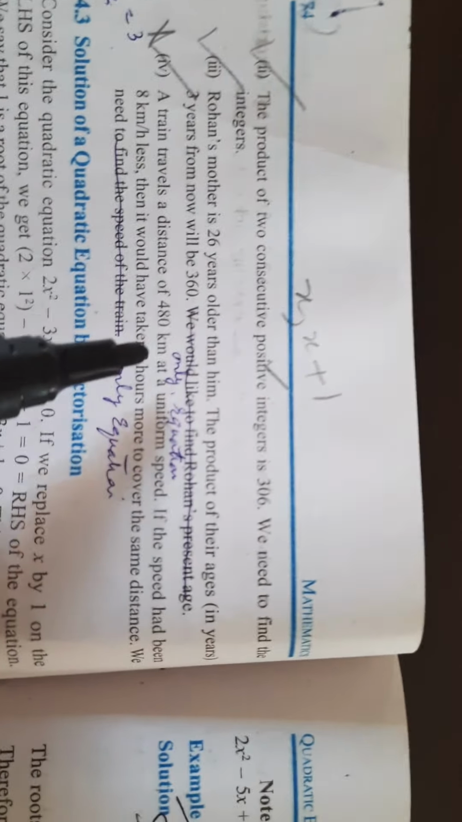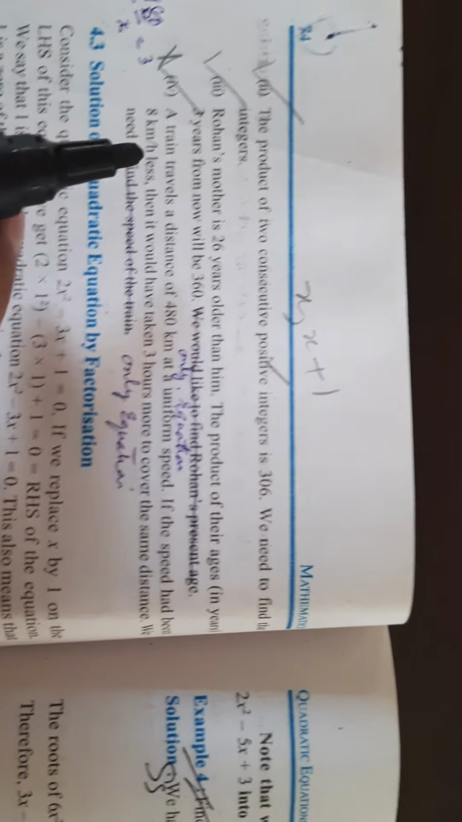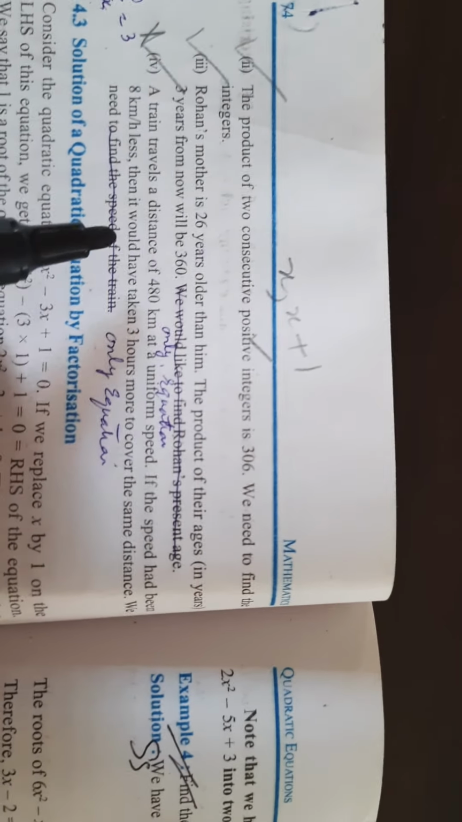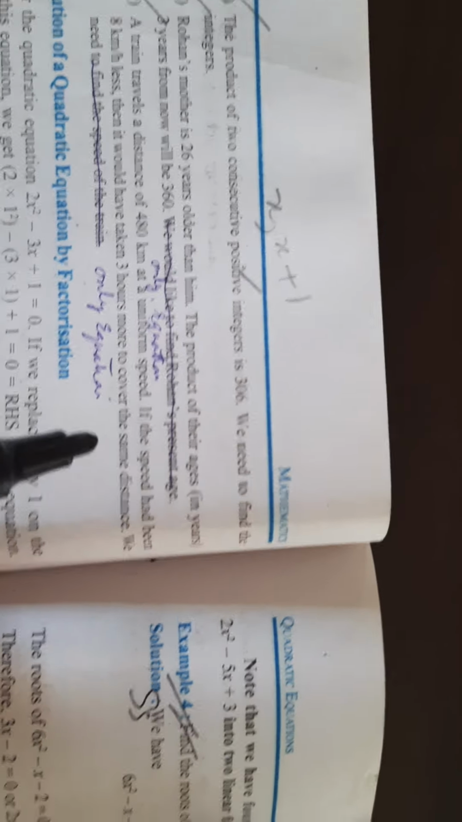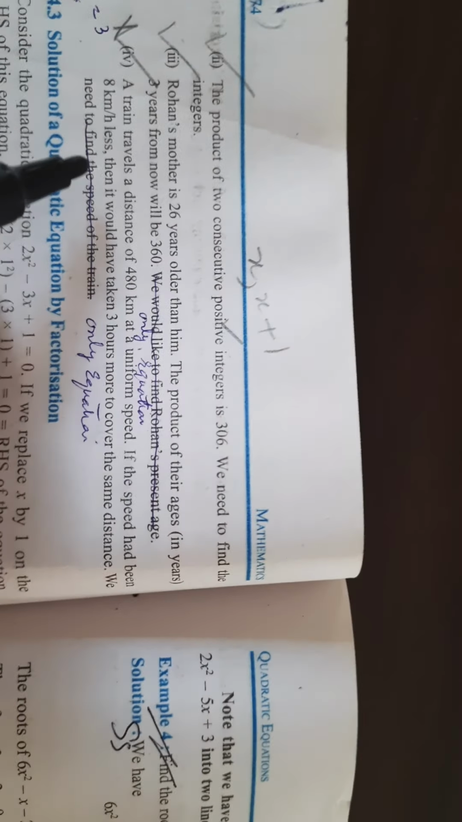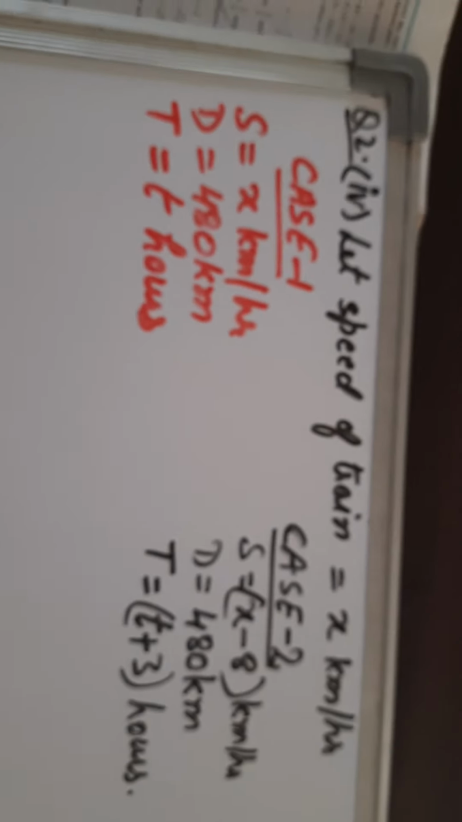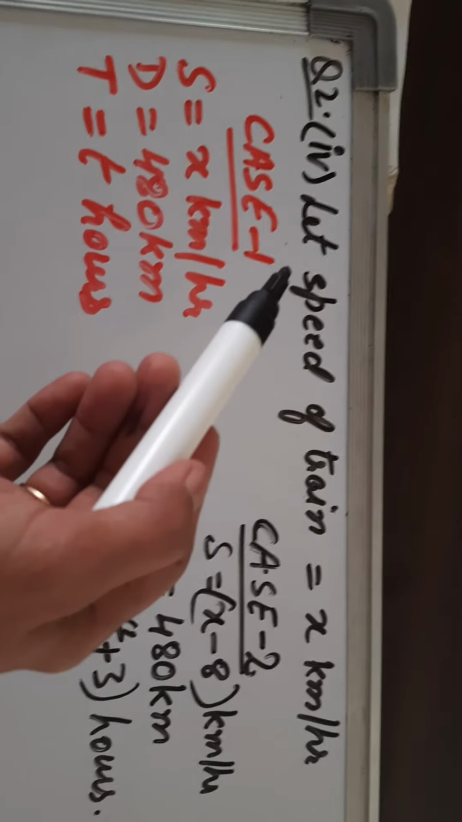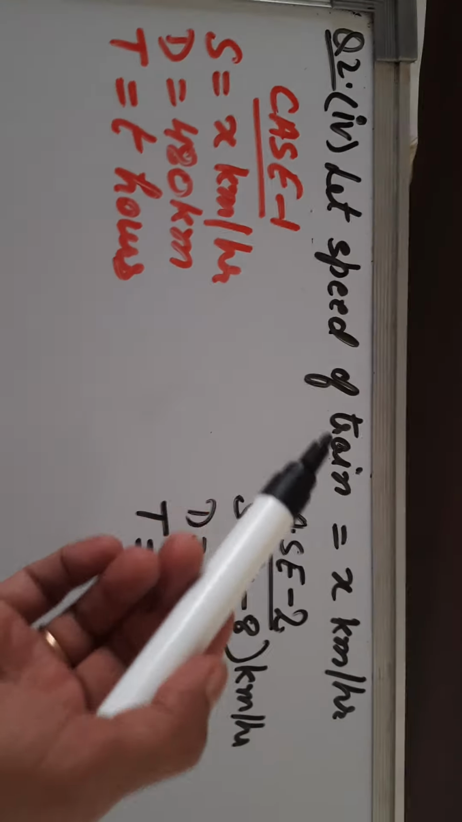If the speed had been 8 kilometer per hour less, then it would have taken 3 hours more to cover the same distance. We need to find out the speed of the train. Dear students, whatever we have to find out, that will be our statement. Let the speed of the train be x kilometer per hour. Do not forget writing the units.